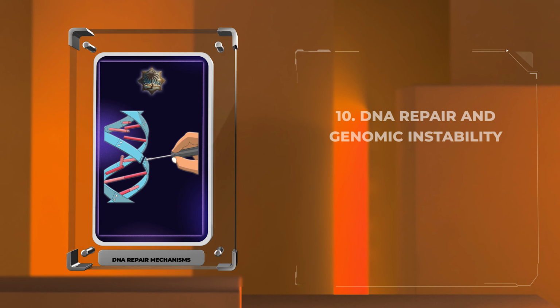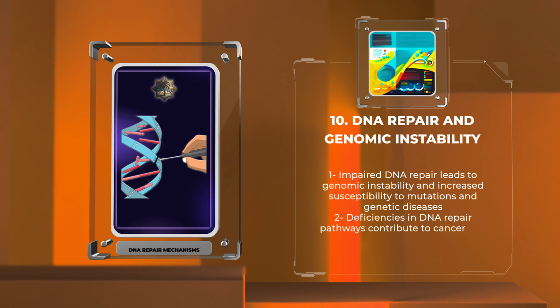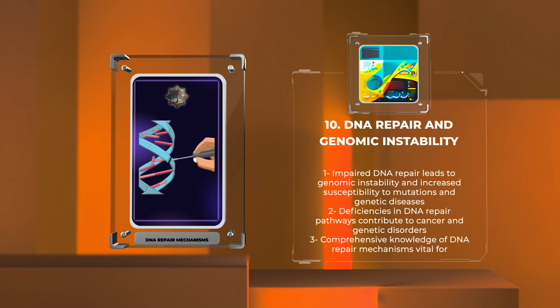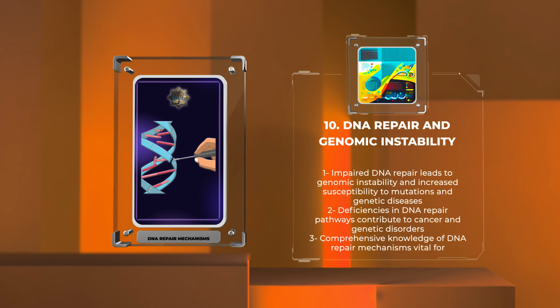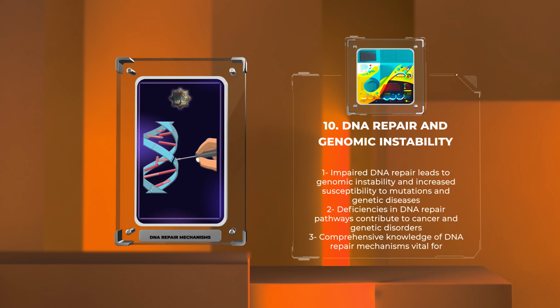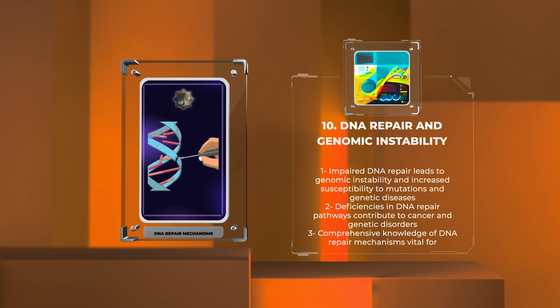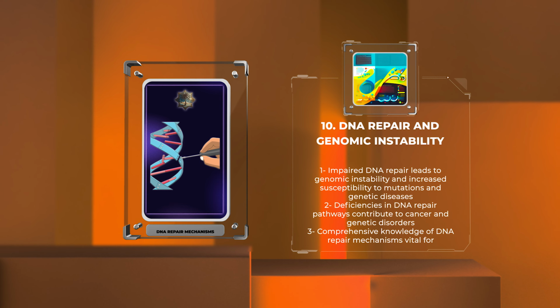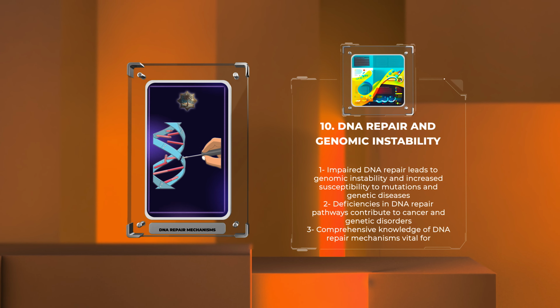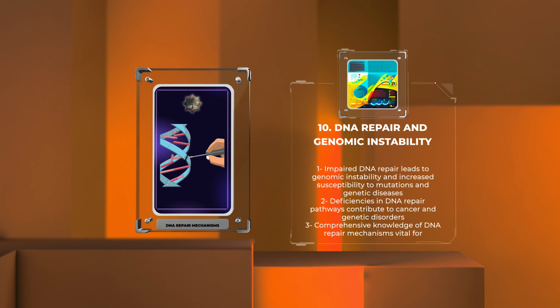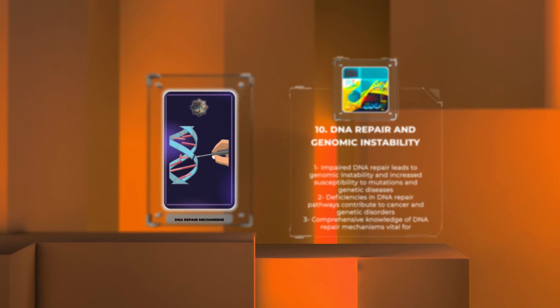Impaired DNA repair processes can lead to genomic instability, characterized by an increased susceptibility to mutations, chromosomal rearrangements, and genetic diseases. Deficiencies in DNA repair pathways, either through genetic mutations or environmental factors, can disrupt the delicate balance between DNA damage and repair, contributing to the development of cancer and other genetic disorders. Comprehensive knowledge of DNA repair mechanisms is vital for understanding the causes and potential interventions for genomic instability.